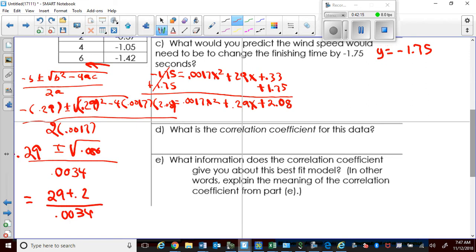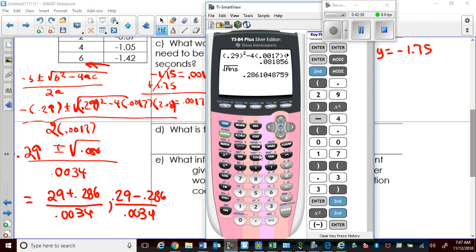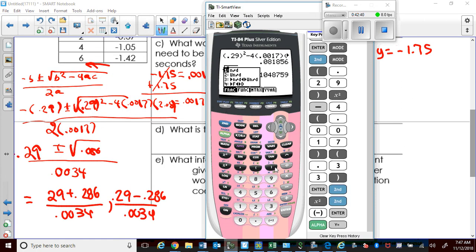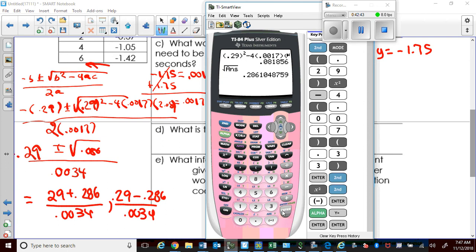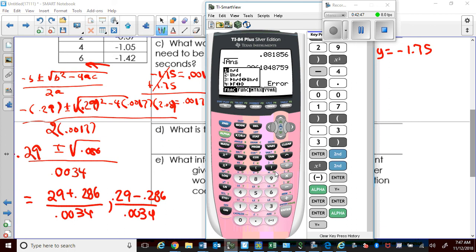Plus 0.286. Okay, it's first answer, comma, 29.29 minus 0.286 divided by 0.0034. And for this, we are going to use the graphing calculator to calculate these answers. So press alpha, y equals, enter.